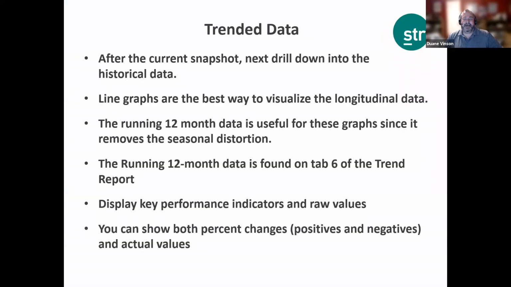All right, so trended data. After the current snapshot of data in the current statistics slide, now we're going to drill down into some historic data. This is where we're taking a longitudinal look at performance in our market. Here we are going to use running 12-month data as well. For these graphs, it's going to help remove the seasonal distortions. It helps us see those nice smooth trends, right? What does occupancy look like in our market? Is it up? Is it down? Is it flat? What's happening? Using the 12-month moving average data, we can easily see that, determine that, and visualize that in our graphs.